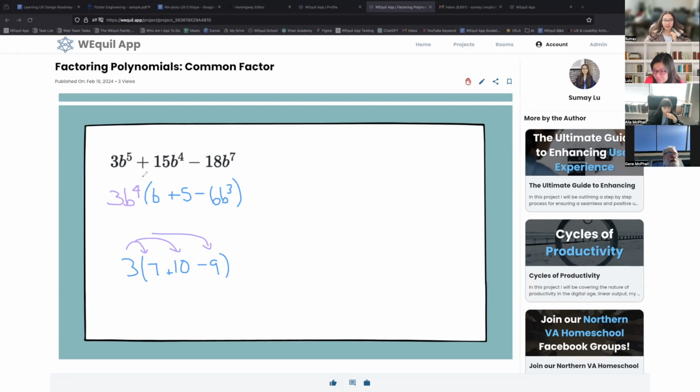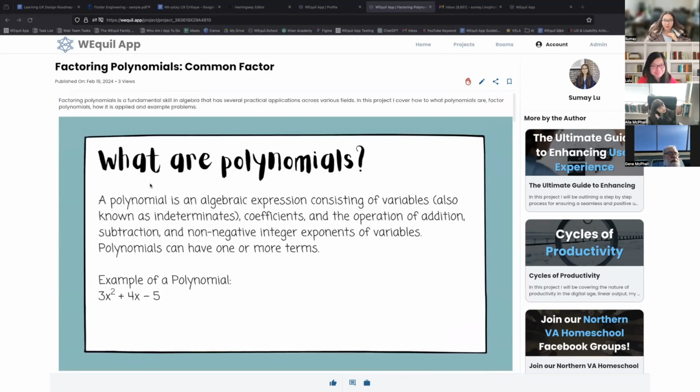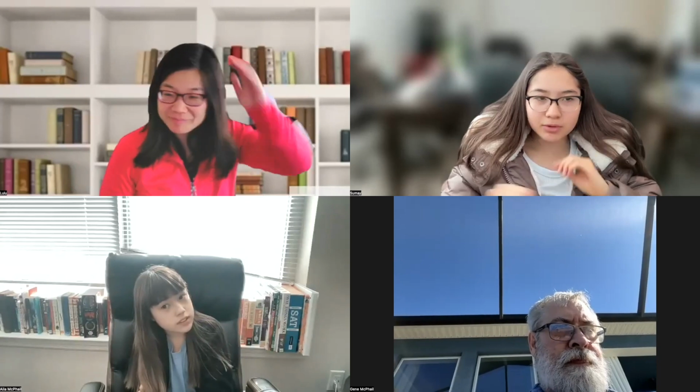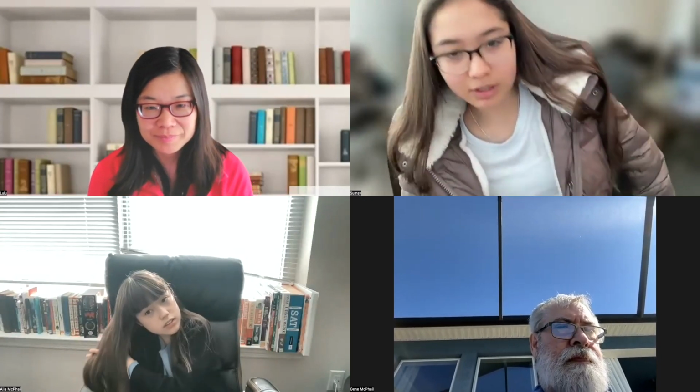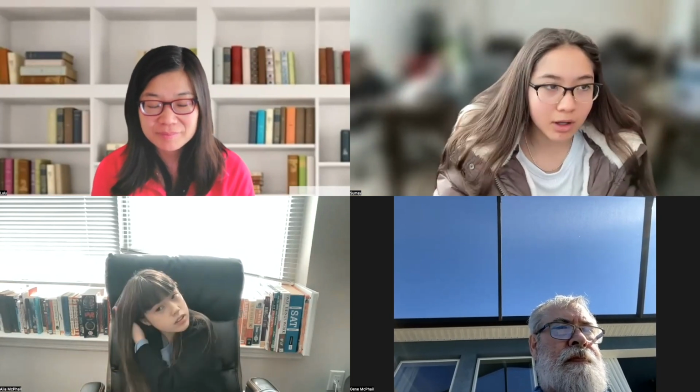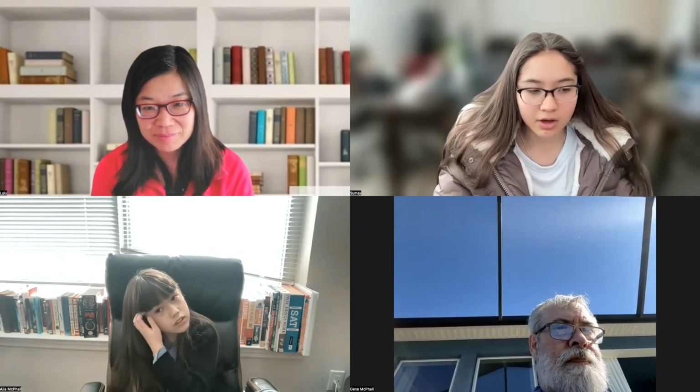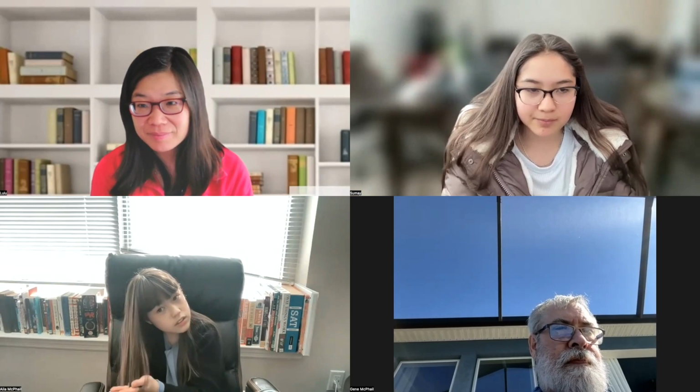Does that make sense, Isla? We're basically doing the distributive property in reverse when we're factoring this. Yeah. Right? Okay, so that is how to factor polynomials with a common factor. As you later on progress in algebra, you'll learn multiple ways of factoring polynomials and how to do this with other kinds of polynomials. But yeah, great job, Isla.